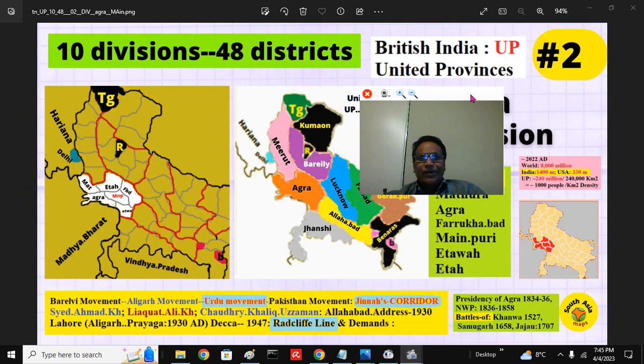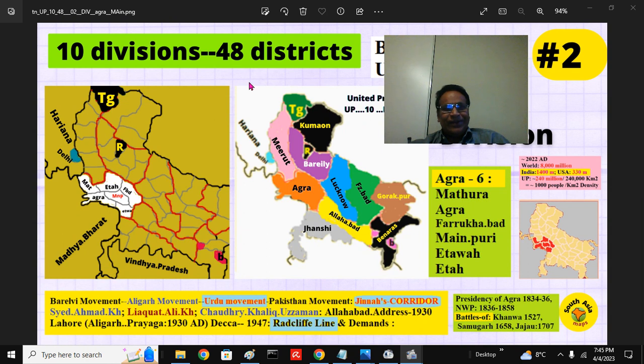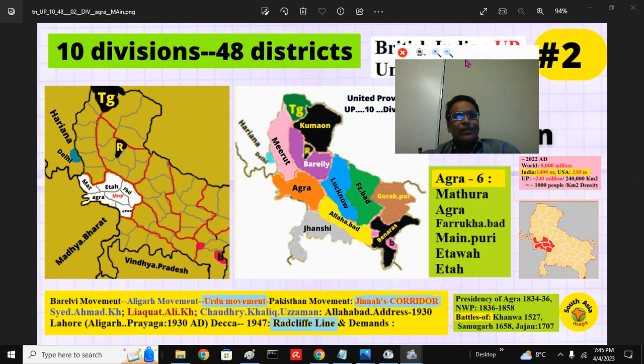So the Agra division, before that there are 10 divisions, that is the topic. You can give an average of 5 districts to each, then it becomes 50, very easy to remember. Some will have more. The Kumaon has, I think, 2 or 3, we'll look at it. Most of them have 5 or 6. So this is how to remember these divisions.